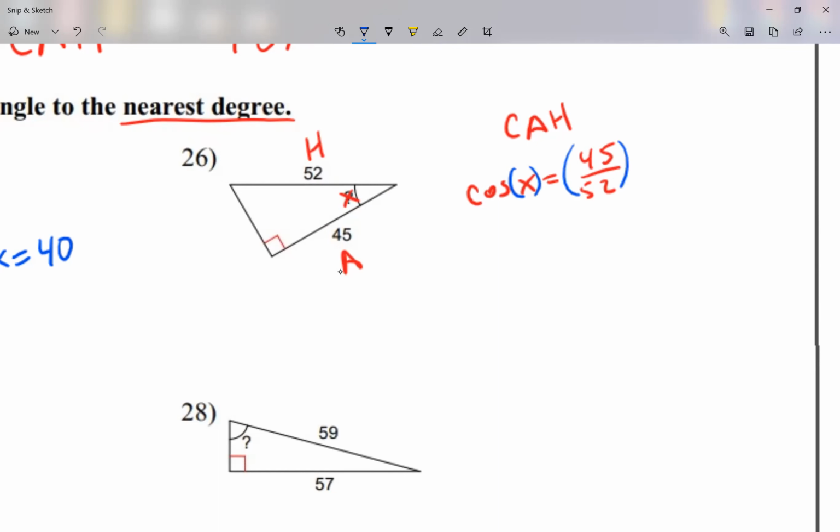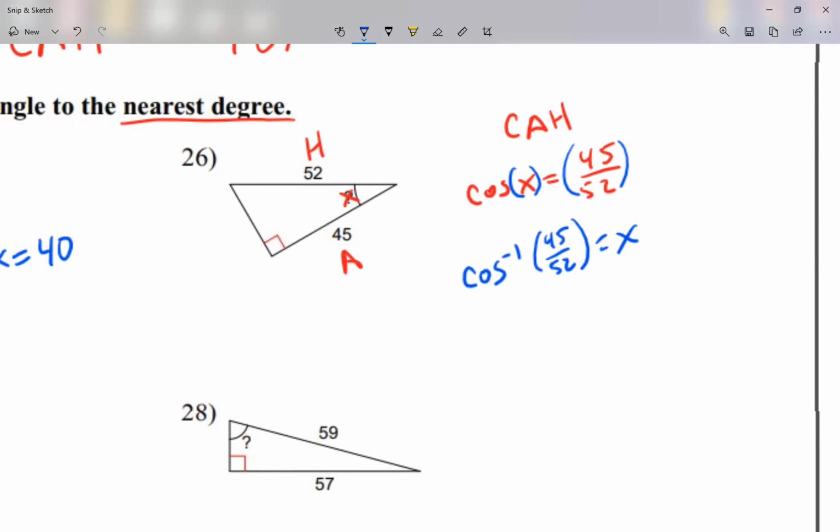They will, but instead of cosine, I'm going to call this cosine inverse, or like people like to call it arc cosine, but I call it cosine inverse. Okay, so cosine inverse of 45 over 52 is equal to x.